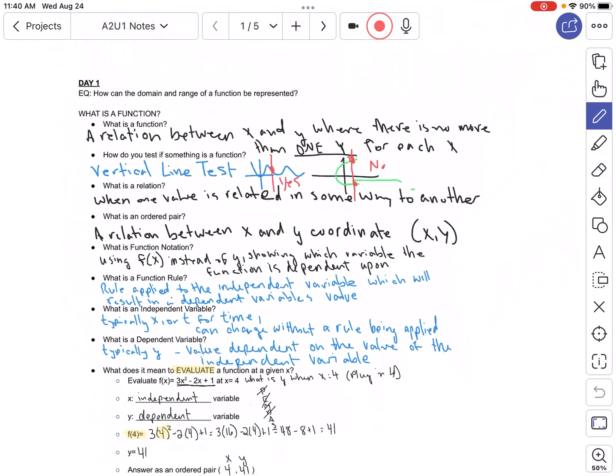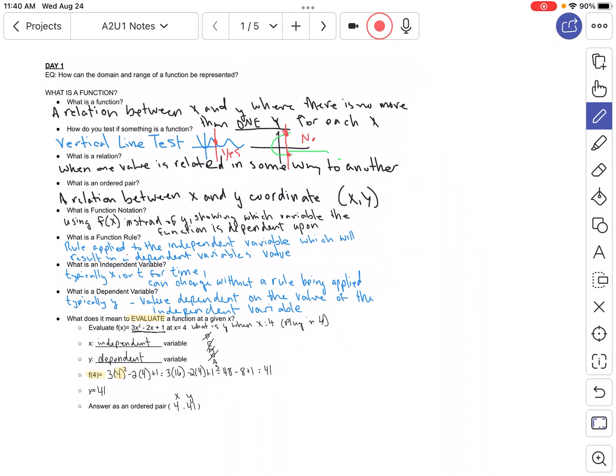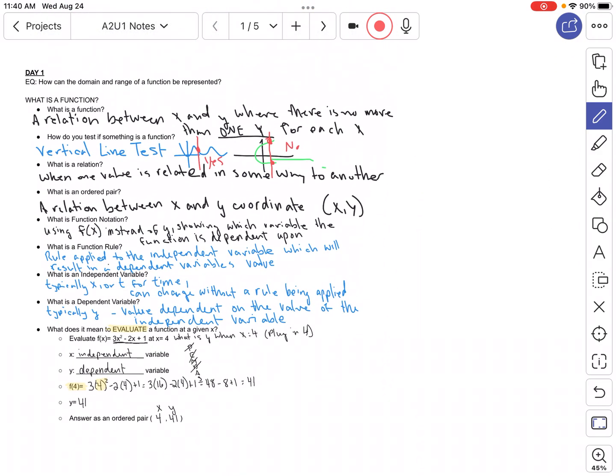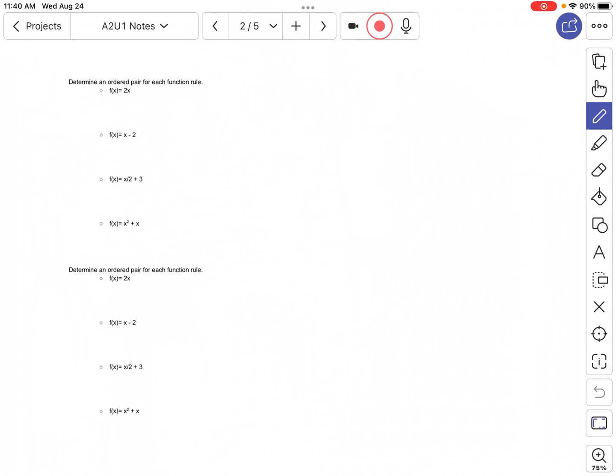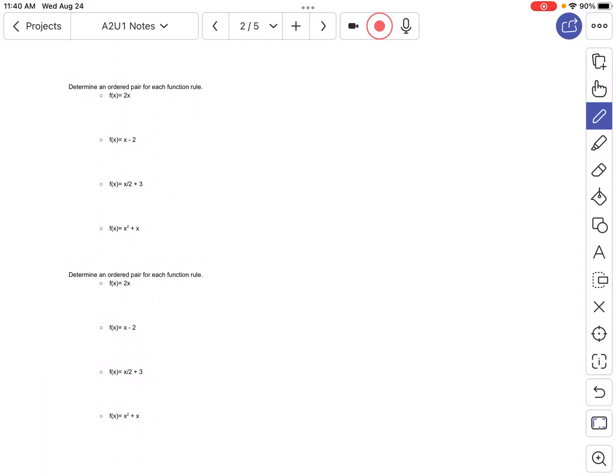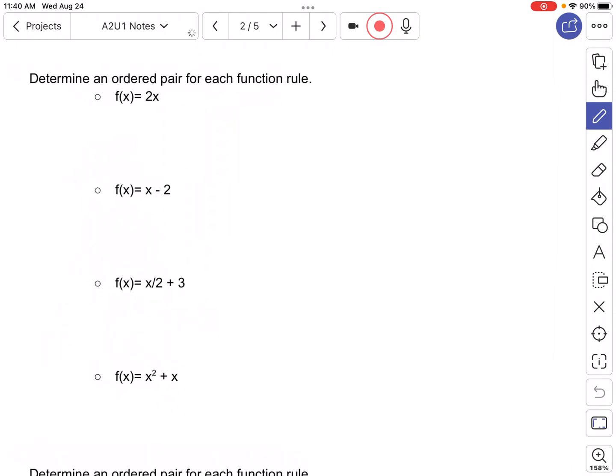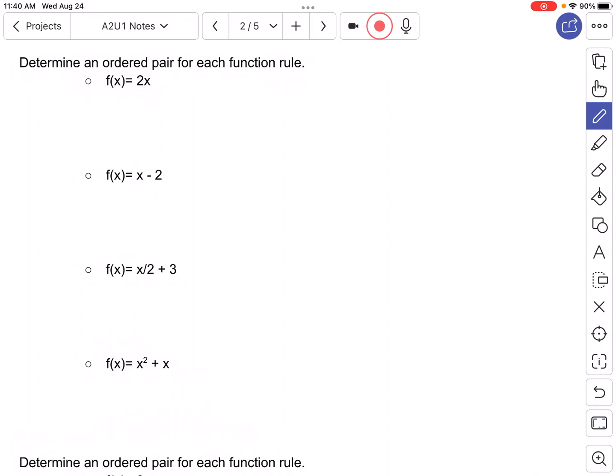So that is the first page of our notes. If we move on to the second page, that is a check for understanding that we're doing in class. If you're watching this, you haven't been in class, or you're rewatching our lesson. Just to make sure you know what's going on, this says, determine an ordered pair for each function rule. So you can plug anything in for x, find the y that results from it, and you have your x and y for your ordered pair.